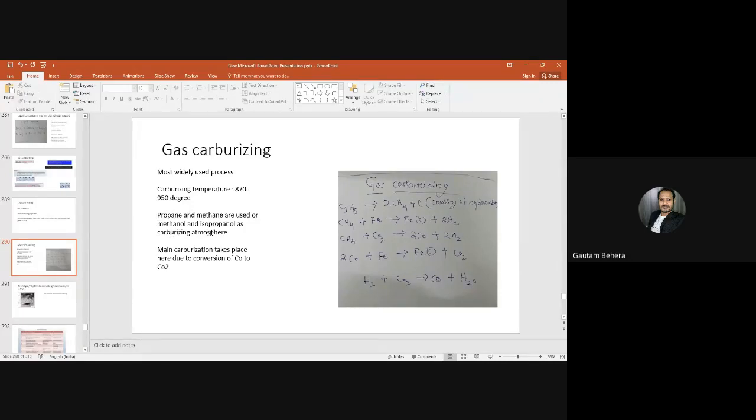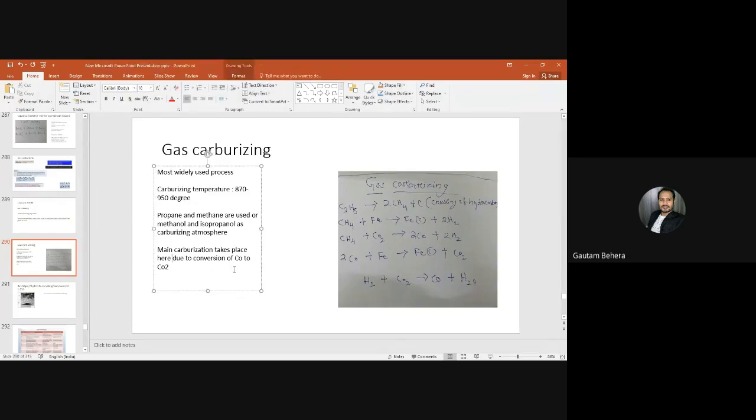But one thing here, just look at the carburizing atmosphere. Here you can use both liquid and gases, hydrocarbons. These are basically hydrocarbons, right? So propane and methane, or you can use methanol or isopropanol as a carburizing medium. These two are liquid carburizing medium. These are gas carburizing medium. These are hydrocarbons.